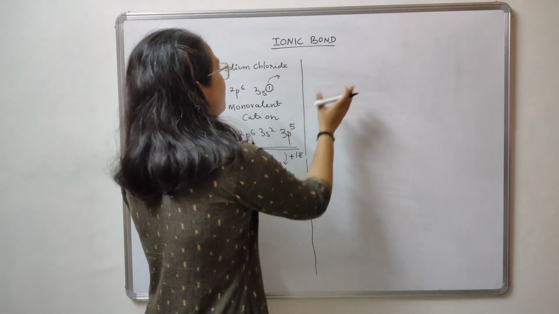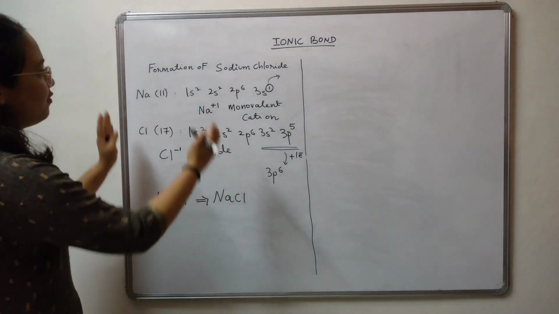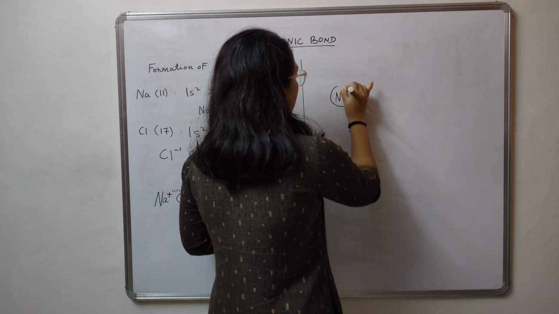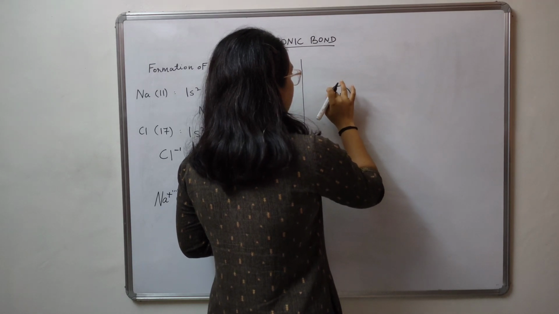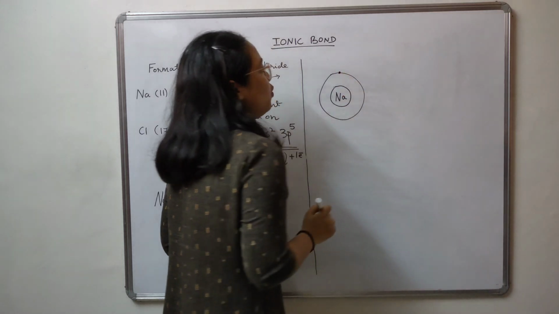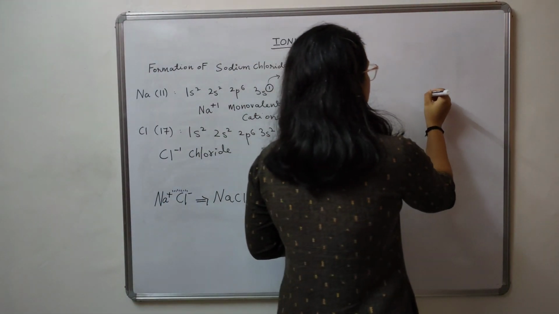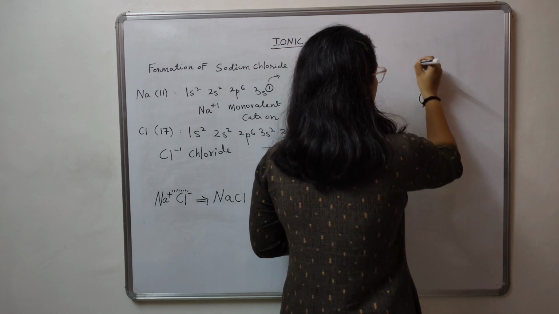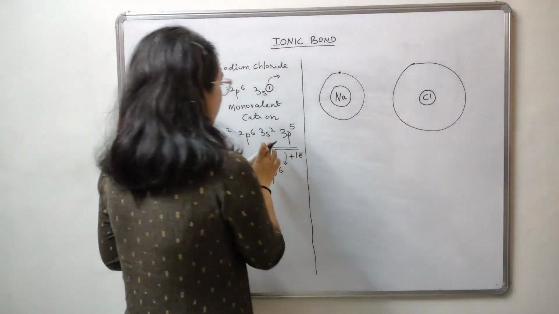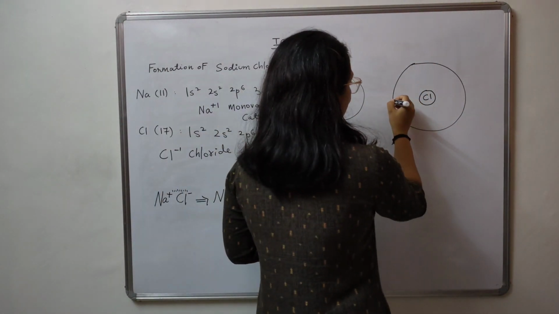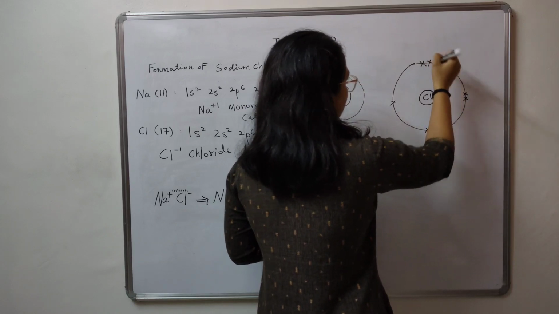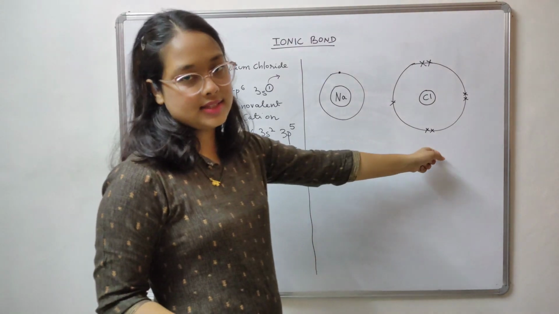In another way, if I want to show the formation of sodium chloride, I can show it over here. This is an atom of sodium. I'm just going to show the valence shell. In the valence shell, I have 1 electron. On the other side, I have chlorine. Again, I'm only going to show the valence shell. In the valence shell, how many electrons do I have? 7. So 1, 2, 3, 4, 5, 6, 7. So this is Na and this is Cl.